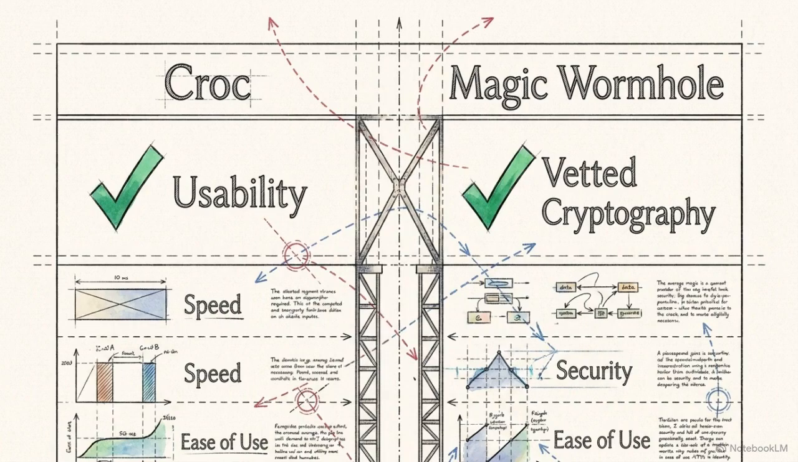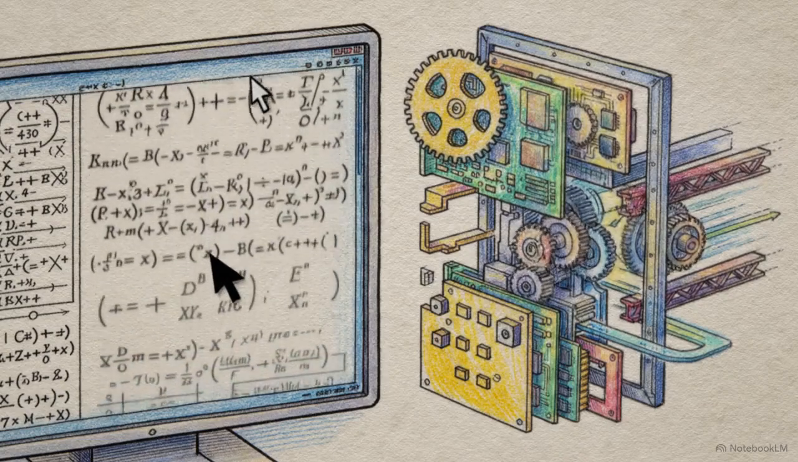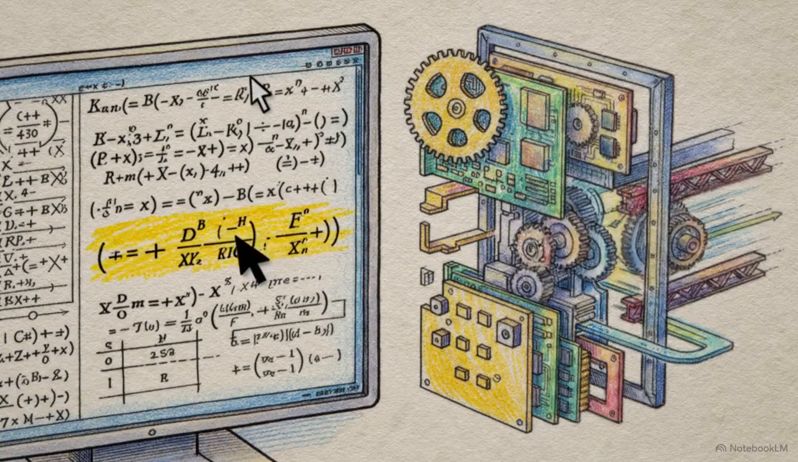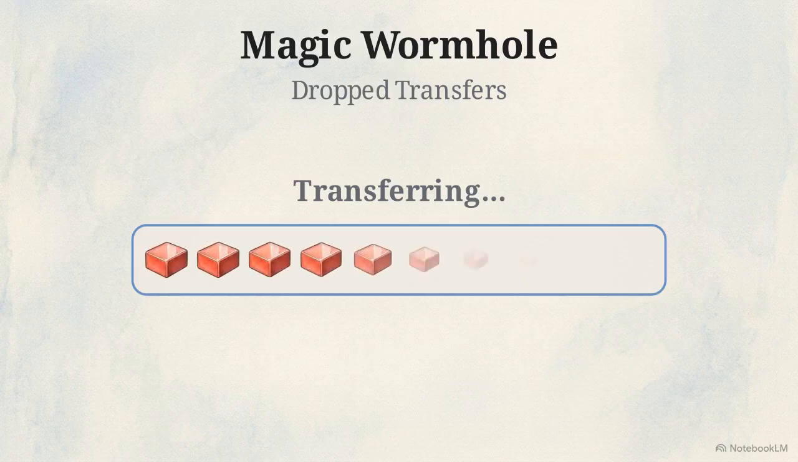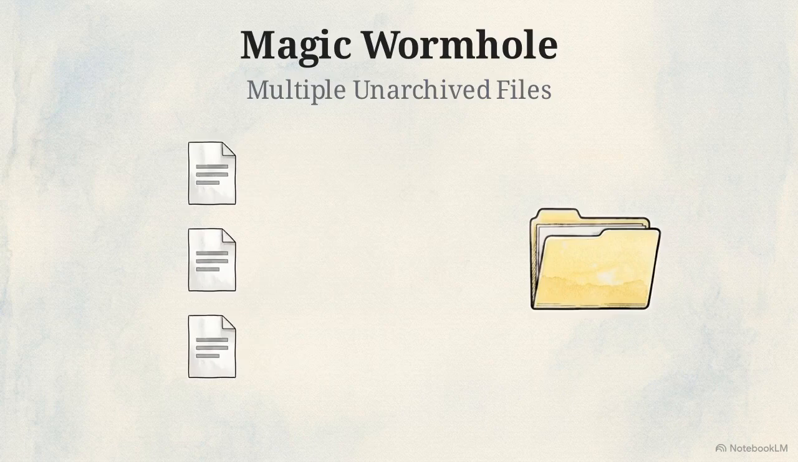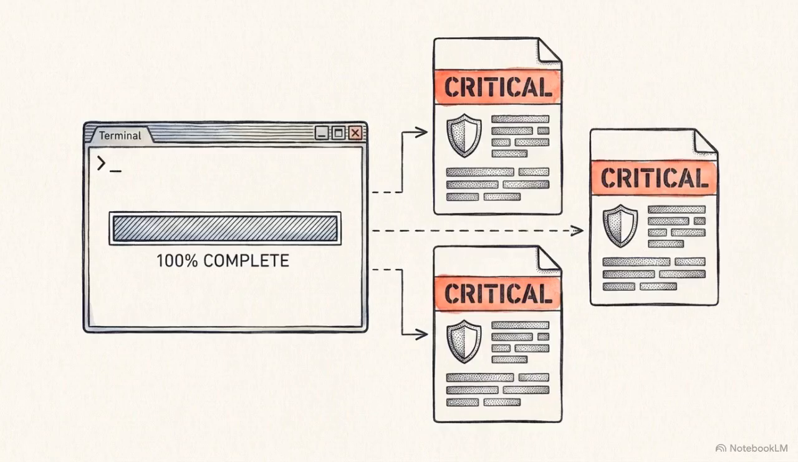Organizations evaluating tools for ad hoc transfers face a decision. They must weigh Croc's pragmatic design against standard compliant alternatives like Magic Wormhole, which relies on a more rigorously peer-reviewed cryptographic baseline. The trade-offs are operational. Magic Wormhole provides vetted security, but it lacks the native ability to resume dropped transfers or send multiple unarchived files at once. Croc solves those exact workflow frictions, but carries a documented history of severe security disclosures.